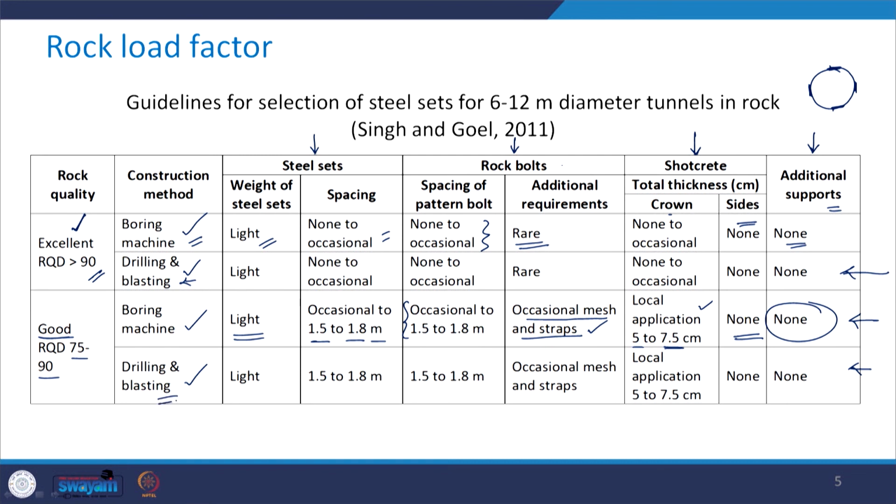Then coming to drilling and blasting, again we need light steel sets. Spacing is going to be 1.5 to 1.8 meters. In case of rock bolts, the spacing of the pattern bolt is 1.5 to 1.8 meters. In this case also we need the occasional mesh and straps. For the shotcrete, one needs to go for local application with the thickness of shotcrete varying from 5 to 7.5 centimeters, and in the sides you don't need to provide any shotcrete.